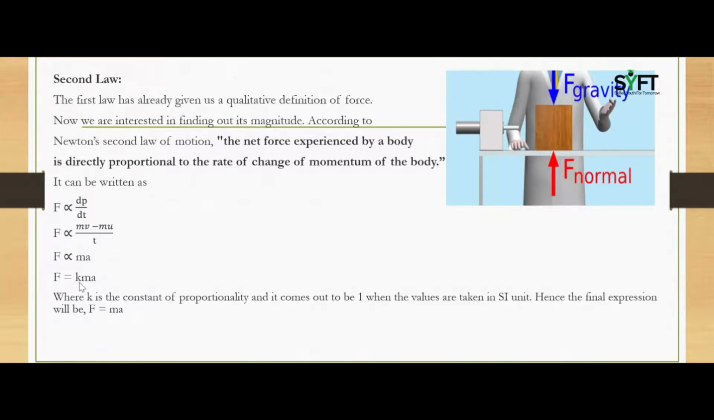So F equal to kma, where k is the constant of proportionality and it comes out to be 1 when the values are taken in SI unit. Here the final expression will be F equal to ma. So this is the formula for the second law of motion.